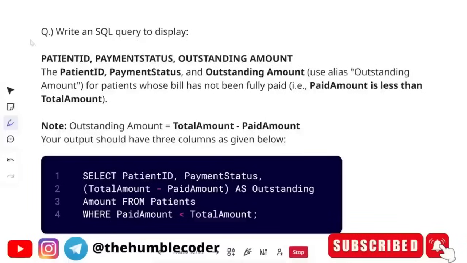Okay, so we have this question: write an SQL query to display the patient ID, payment status, and outstanding amount. Use alias outstanding amount for patients whose bill has not been fully paid, that is, the paid amount is less than the total amount. Okay, so this is basically the question that is given to us. One note is also given to us, that is outstanding amount is equal to total amount minus the paid amount. So your output should have 3 columns as given below. Basically these were the 3 columns.